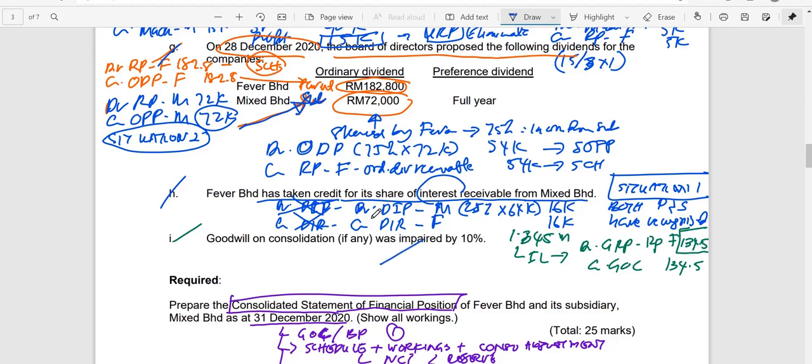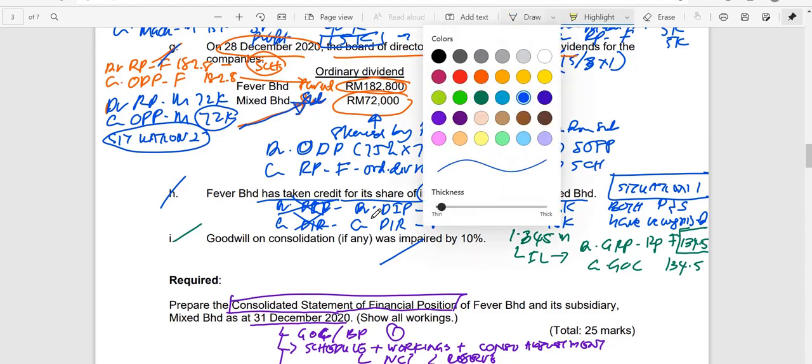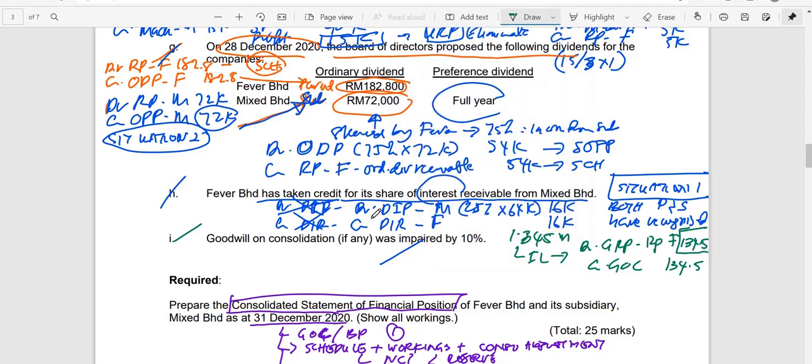And you would also notice that there is one more item here that we have not yet done. The dividend for the ordinary shares has been done. We are not yet done with the preference dividend. So for the preference dividend, remember the preference shares was not acquired by the parent. So this preference dividend is full year.